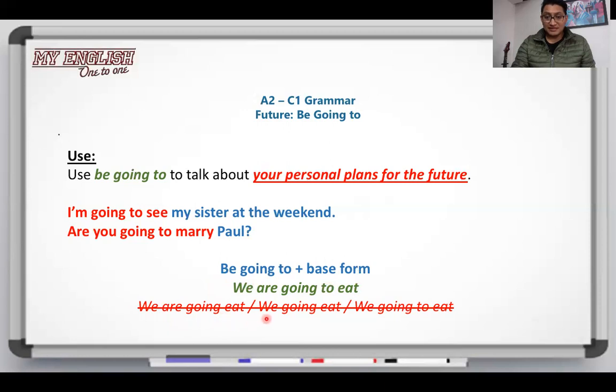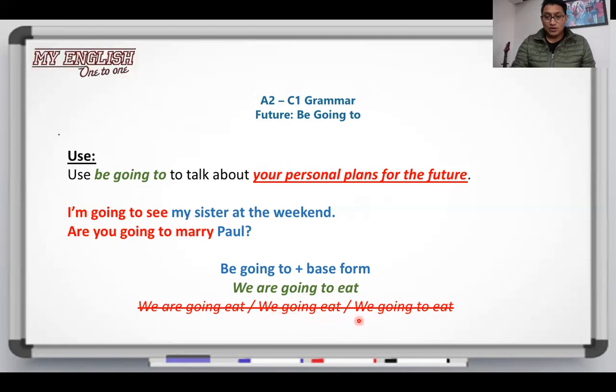Another typical mistake is this one: we're going eat. What is the problem here? We're forgetting the verb be, which in this case would be are. We are going, and also we are forgetting the particle to. We are going to eat would be the correct one. Okay, so we are forgetting be and also the particle to.